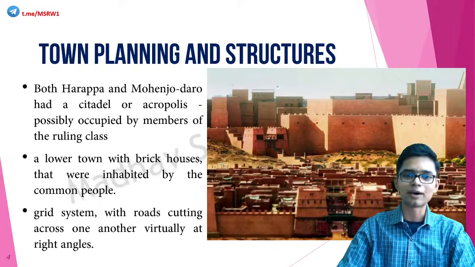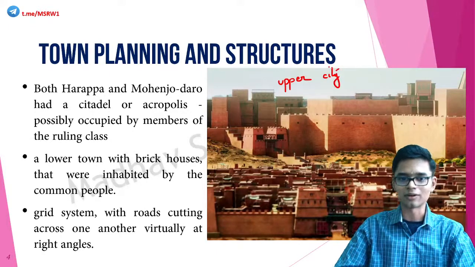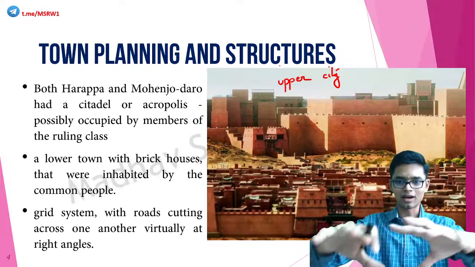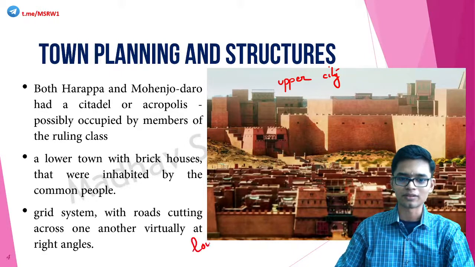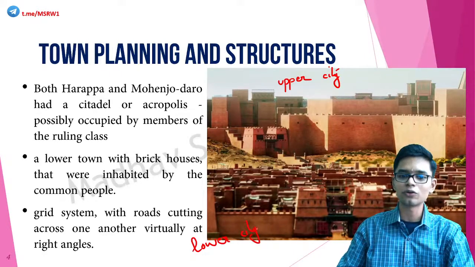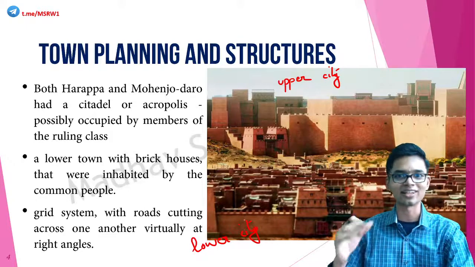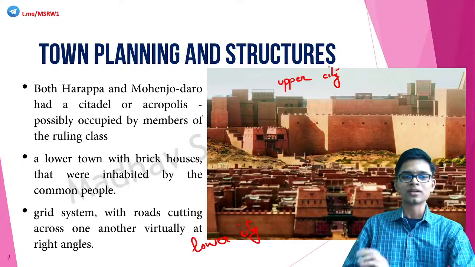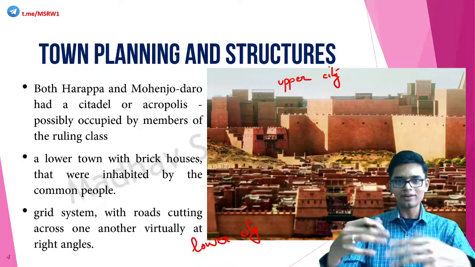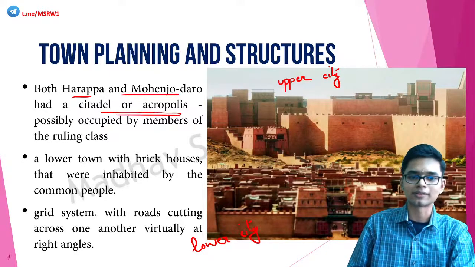Okay, so there is this upper city or the citadel, whatever you want to call it. This part, the high structures and all. And then you have the lower city. I think all of you who have seen this film after studying for UPSC would have noticed this factor very well. Okay, so you have the upper city and the lower city. I'll come to that. Before it, both Harappa and Mohenjo-daro had a citadel or an acropolis.